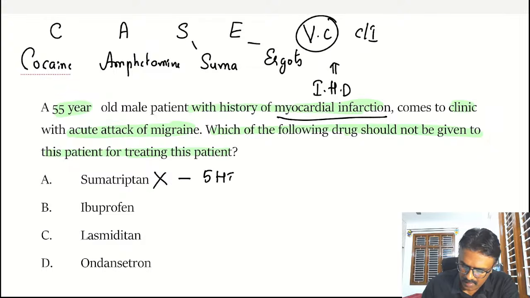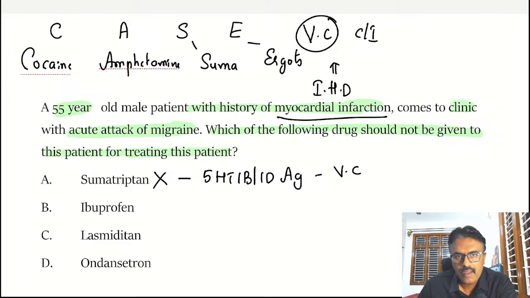They are 5-HT 1B 1D agonists, and these will lead to vasoconstriction. So we don't give sumatriptan. So the answer is A. Can I give ibuprofen? Yes, relatively you can give. Can you give ondansetron? Yes, you can give.